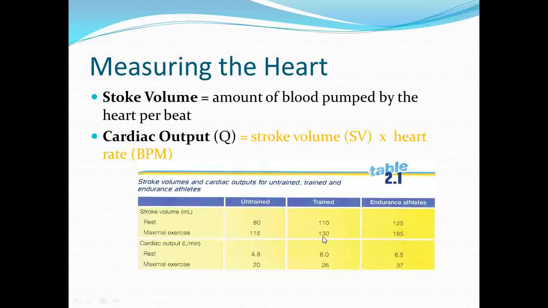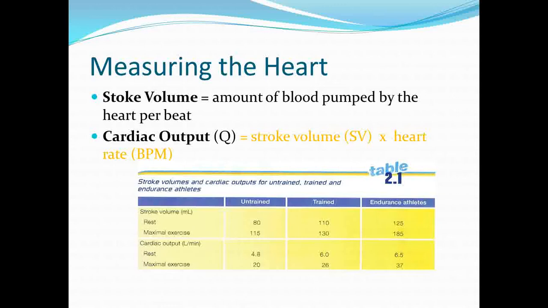What you'll find in people who are trained and also highly trained endurance athletes is that they're able to use their heart more efficiently to pump more blood around the body. And obviously the benefit of that is that they can get more fuel to their muscles and also more oxygen to their muscles, and also remove the carbon dioxide from their muscles, so that they can work more effectively.